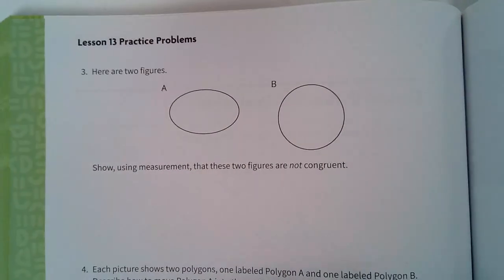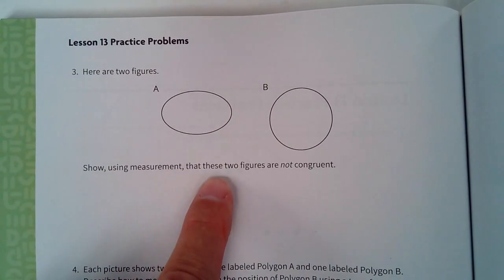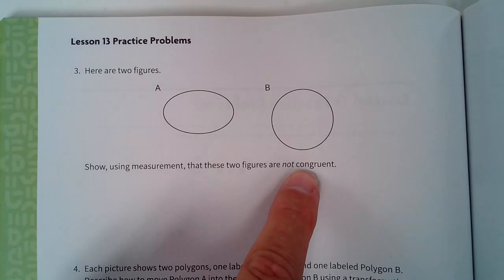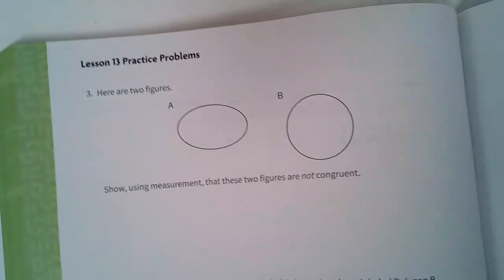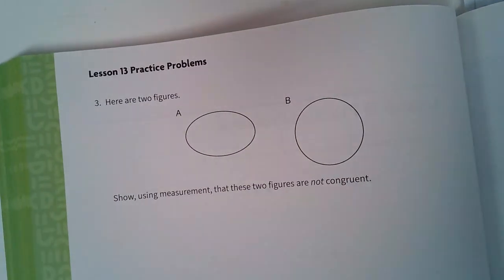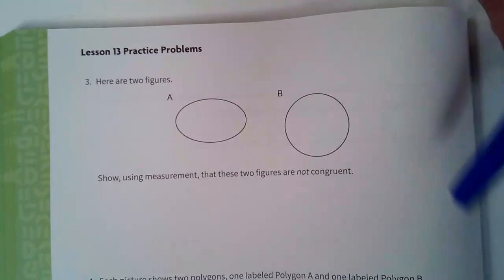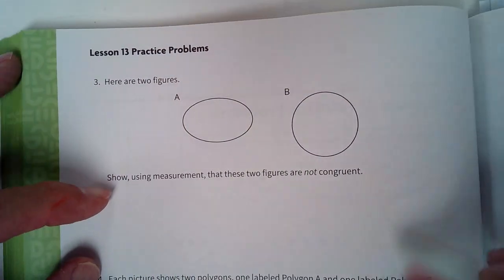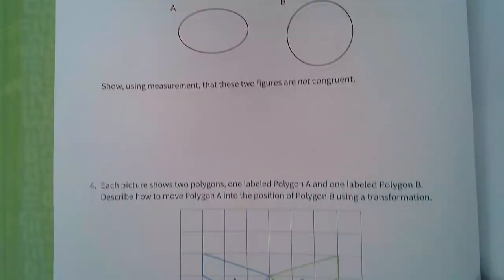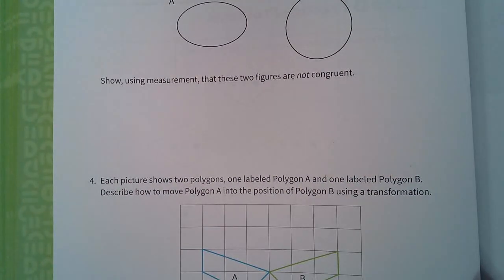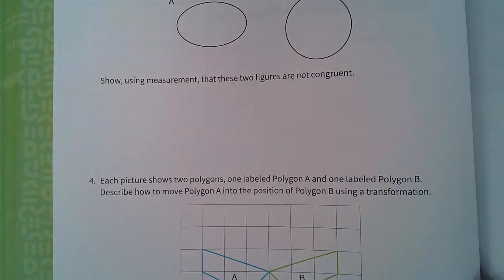All right, here's two figures. Show using measurement that these two figures are not congruent. So you are going to have to pull out your protractor and do some measurements, and then explain why they are not congruent. Okay, hang on, getting the protractors. Just park it. Sit. Thank you.